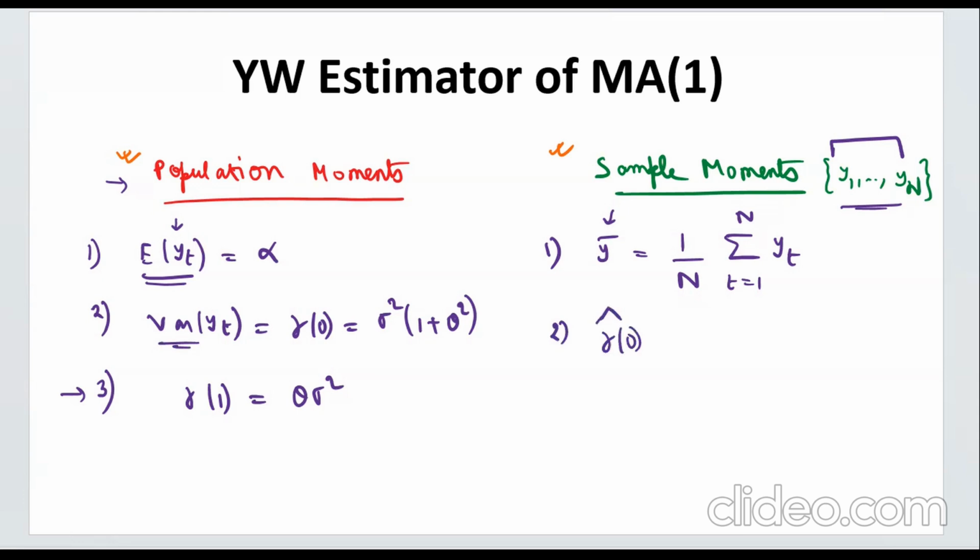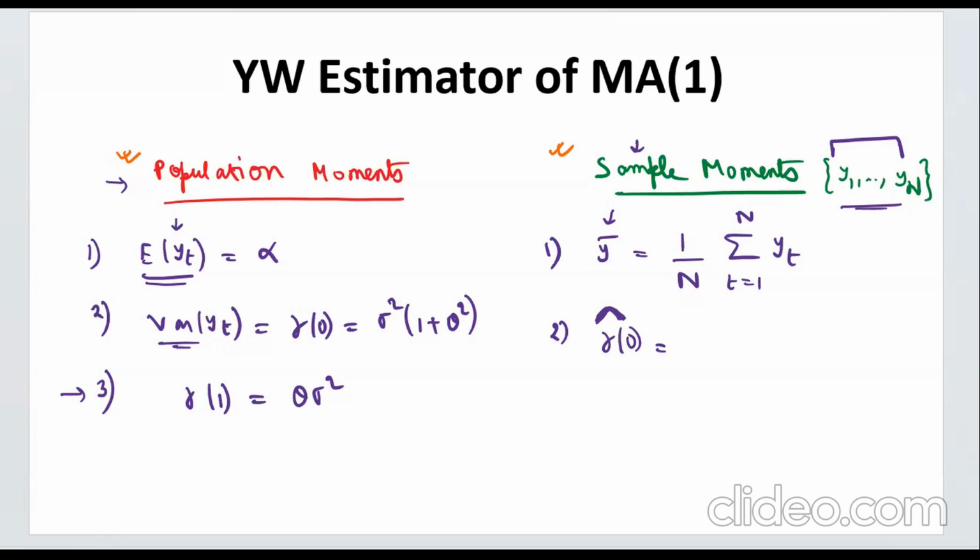This cap is given whenever you are working with the sample counterpart. Please remember this. Whenever we are interested in sample values, the sample counterpart, we put this cap. This cap doesn't mean the estimated value. It simply means that we are working with the sample and not the population, right?